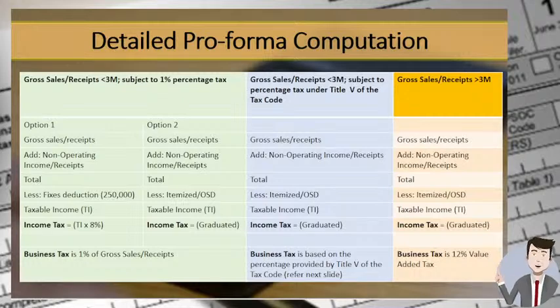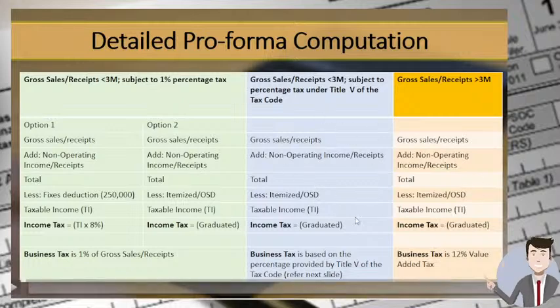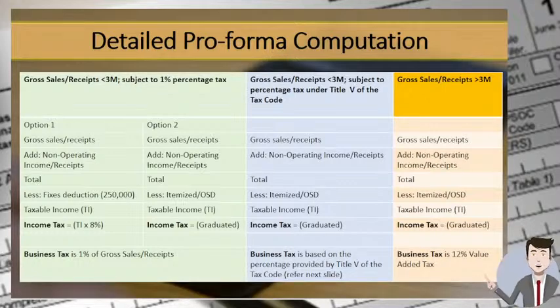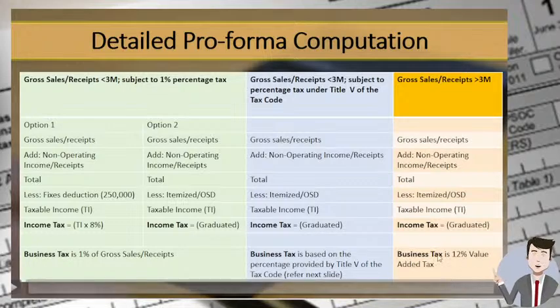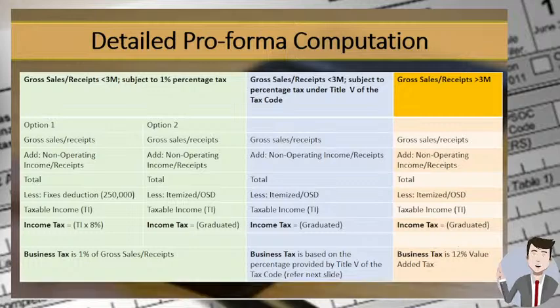Then, if the gross sales or receipts of the taxpayer exceed the VAT threshold, or greater than 3 million, there is actually no difference in the computation. Except he will pay the VAT as the business tax, the amount the sole proprietor will pay will be 12% value added tax. Okay? So, that is just a brief comparison.